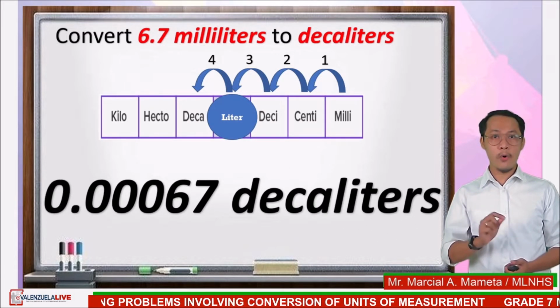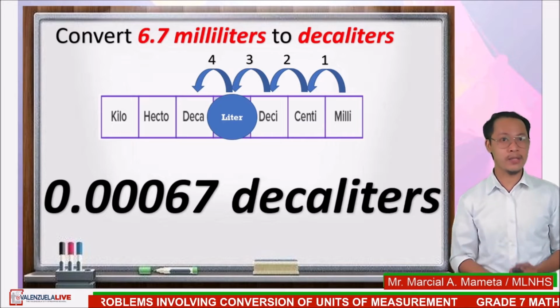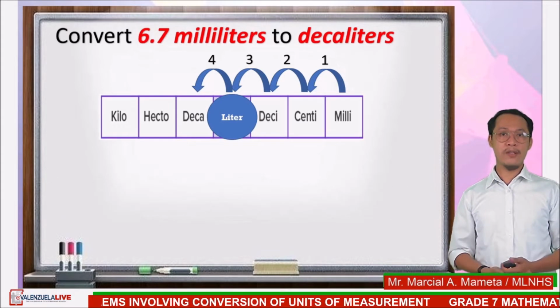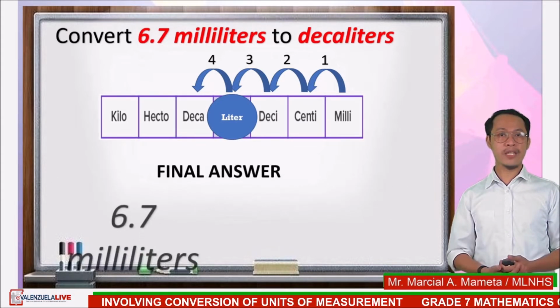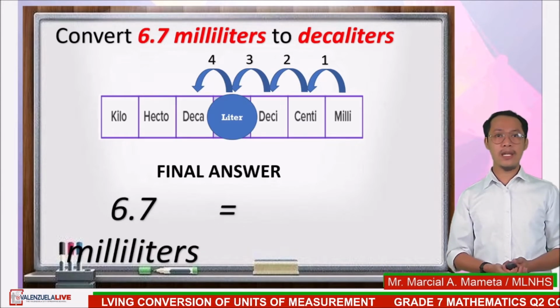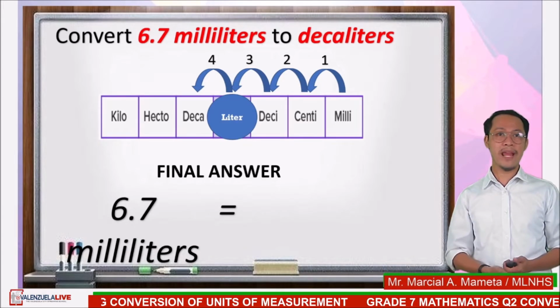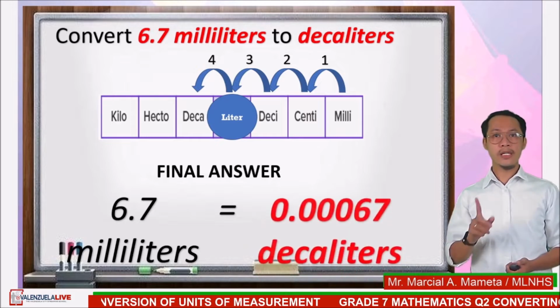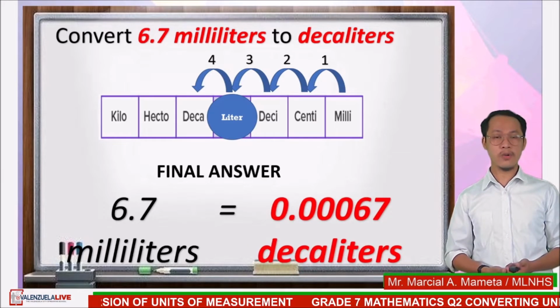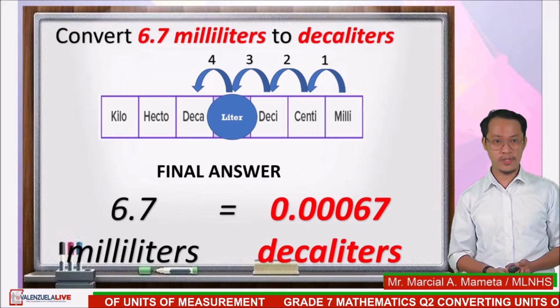We have 0.00067. So our final answer is 6.7 milliliters is equal to 0.00067 decaliters.